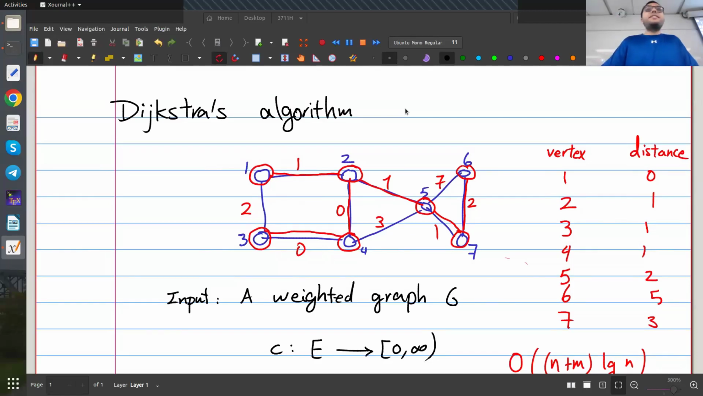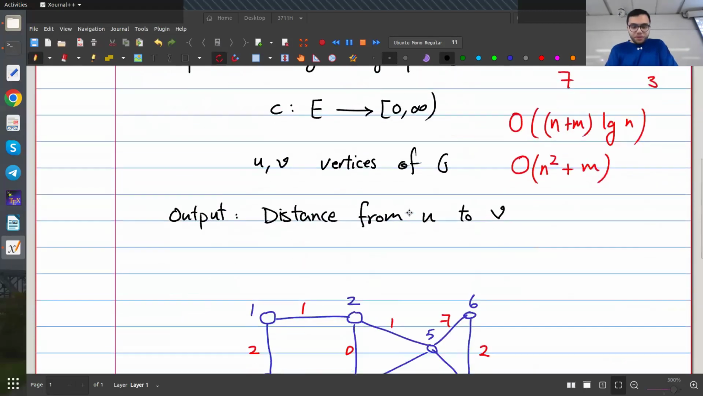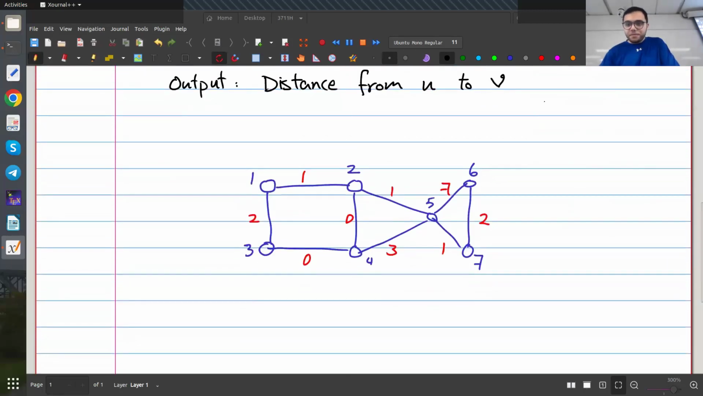Okay, so in the last session, we talked about Dijkstra's algorithm, and I got a bunch of emails questioning me about the reason why this algorithm is correct. So I'm just going to go over the correctness proof one more time. So this is what we're going to do. We're going to have some starting vertex.